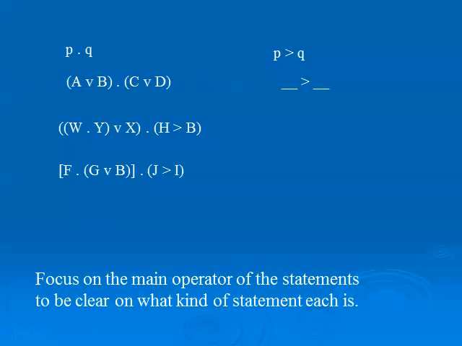Here's a conditional. The form of any conditional is simply blank, horseshoe, blank. So here's a conditional statement. Main operator is the horseshoe. The antecedent is a compound statement. In this case, again, the conditional statement, the main operator is the horseshoe. We have a compound statement as the antecedent, compound statement as the consequent.